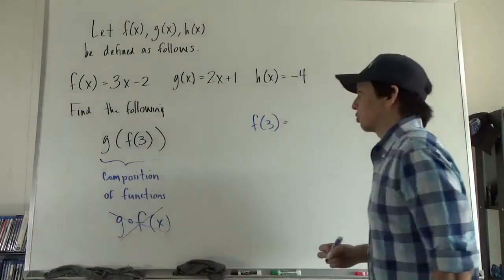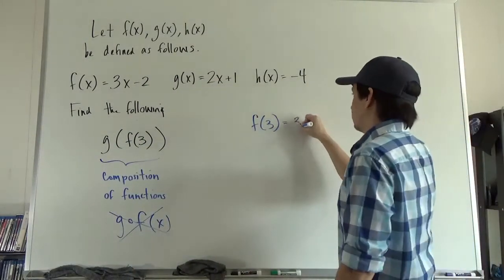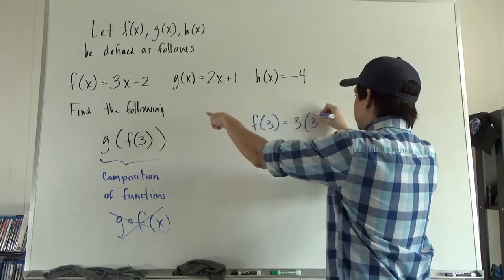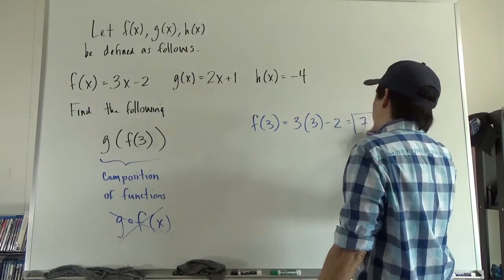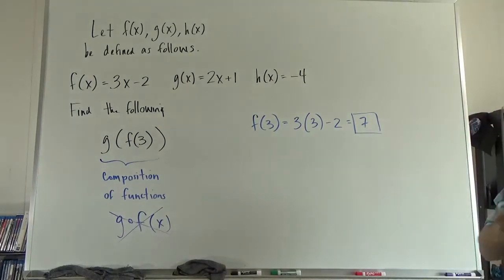F of 3, again, is just some value. Let me figure out what it is. There's my rule for f: 3 times 3 minus 2, which is 7. Not my final answer, but again, I'm circling it because that's a value that I need to use in the next step.